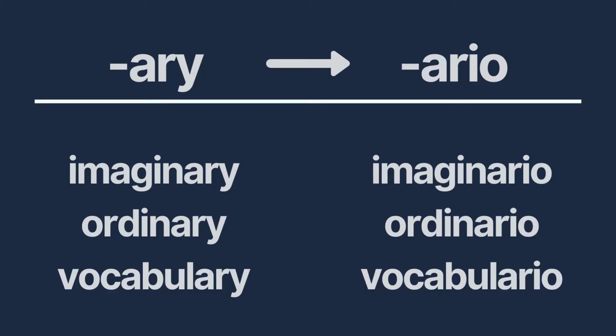Group number 9, words that in English end ARY, in Spanish end ARIO. Here's three examples. Imaginary, imaginario. Ordinary, ordinario. Vocabulary, vocabulario.